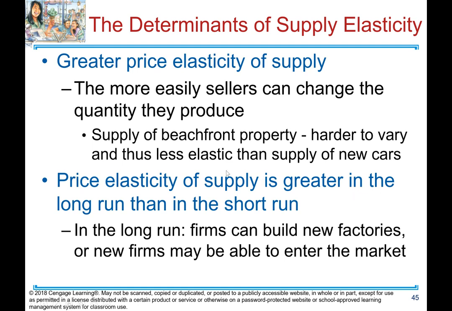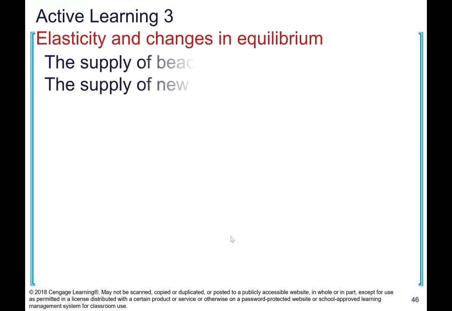Determinants of supply elasticity. The greater the price elasticity of supply, the more easily sellers can change the quantity they produce. Supply of beachfront property is harder to vary and thus less elastic than supply of new cars. Price elasticity of supply is greater in the long run than in the short run. In the long run, firms can build new factories or new firms may be able to enter the market.